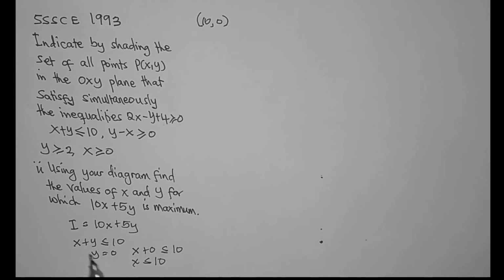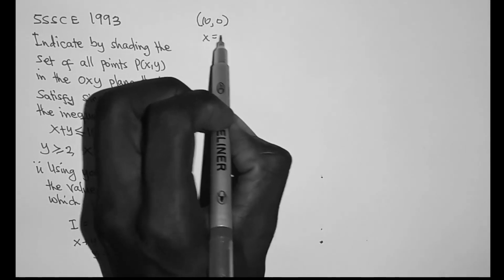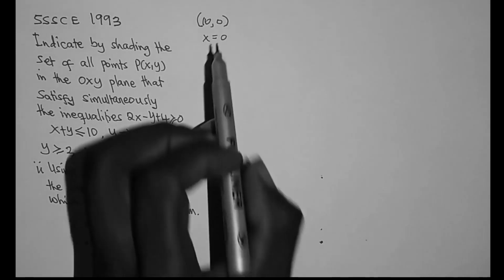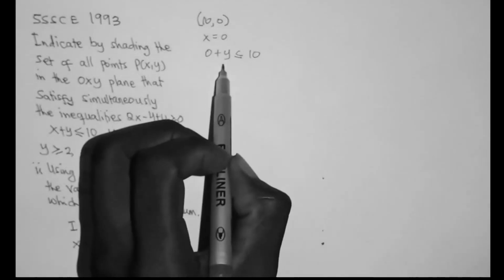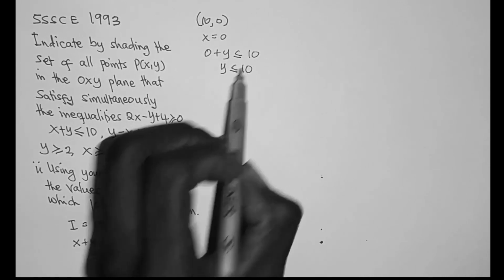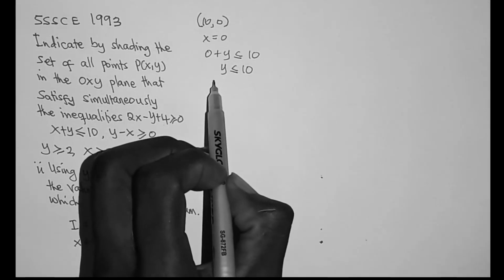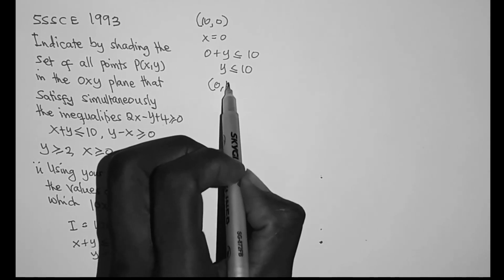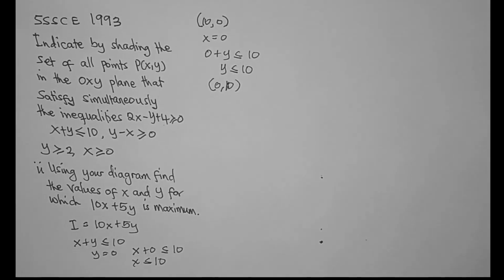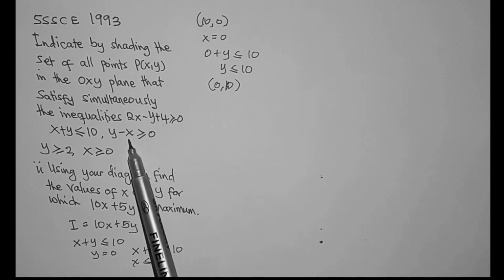The next thing is to find the y-intercept. For the y-intercept, x is equal to 0. So let's put x equals 0 in the inequality. We then have 0 plus y is less than or equal to 10, so y is less than or equal to 10. Therefore, we also have the point 0, 10 on the inequality. So we are done with the first constraint. Let's come to this constraint.